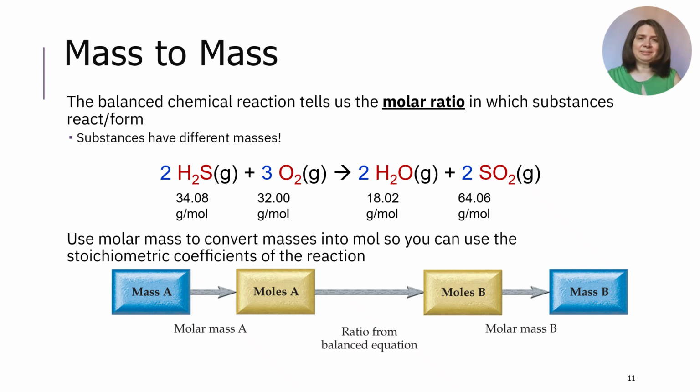Let's begin with a mass-to-mass stoichiometry example. Since we are converting from the mass of one substance to the mass of another substance, our solution pathway will look like mass to moles to moles to mass. We first use the molar mass of the starting substance to convert into moles of that substance. Next, we use the molar ratio from the balanced chemical equation to change from moles of one substance into moles of the other substance. Finally, we use the molar mass of the second substance to convert back into grams.